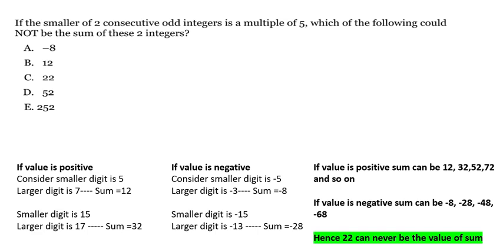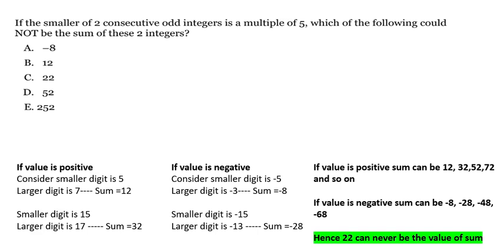The next digit that you can choose is obviously 25, and then the larger digit would be 27. So 25 plus 27 would be 52. So you would get 12, 32, 52, 72, 92 in this order if you consider positive values of multiples of 5. So this is one stream of options. If you look at the options, you can see 12 given, and you can see 52 given. So those two are apparently ruled out.